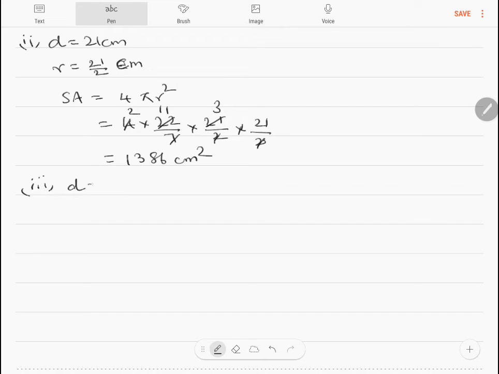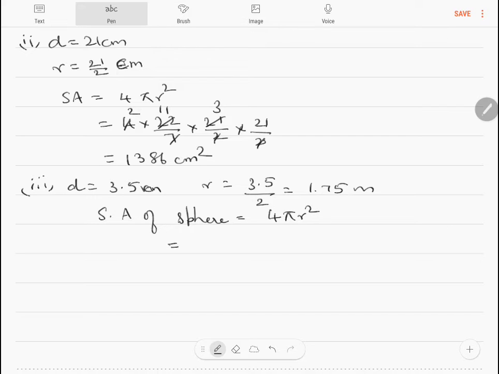Problem number 3, diameter is given as 3.5 meter. So radius will be 3.5 by 2, which is equal to 1.75 meter. Surface area of sphere is equal to 4 pi r square, which is equal to 4 into 22 by 7 into 1.75 into 1.75. So surface area is equal to 38.5 meter square.